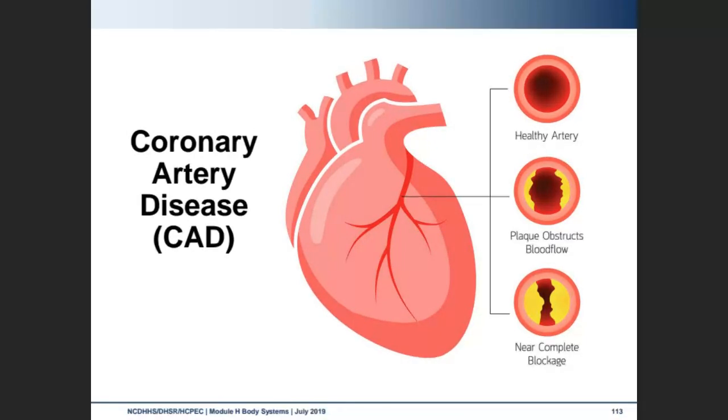So again, you can have some narrowing of the arteries with these plaques, but eventually they can close off completely, resulting in, like I said, myocardial infarction, which you may have also heard called an MI or heart attack. Another place that this can affect, if you have an artery that's blocked, that's one of the arteries that heads up to the brain, this is when we have a stroke.